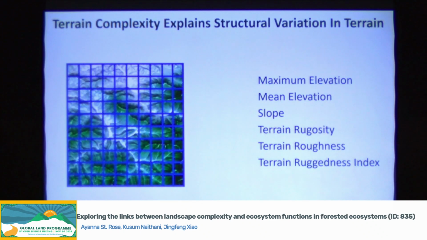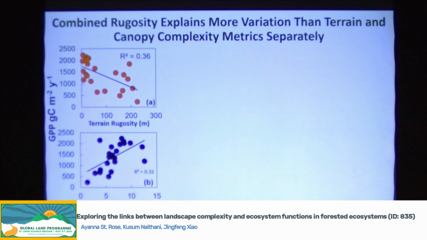We also calculated some terrain complexity metrics. So again, maximum elevation, and then we have terrain rugosity, which is the variation in the elevation points within our sites. We also created a combined rugosity metric that explains the variation in both terrain and canopy, because terrain has the ability, along with canopy, to affect the microclimates within the sites, and this can affect biodiversity, ecosystem function, and so on.